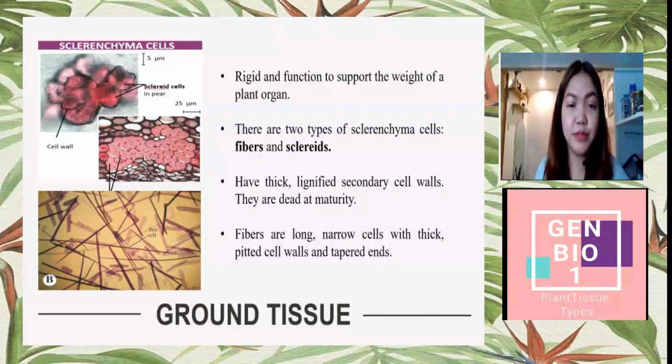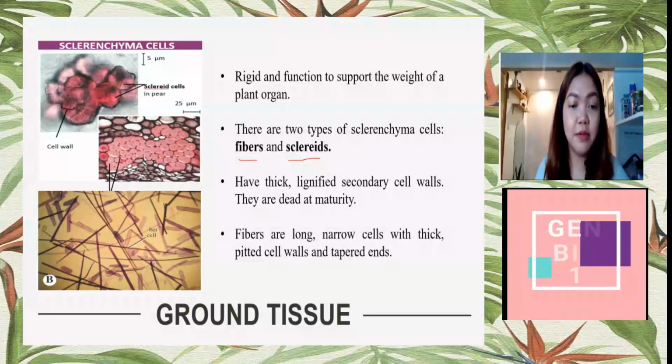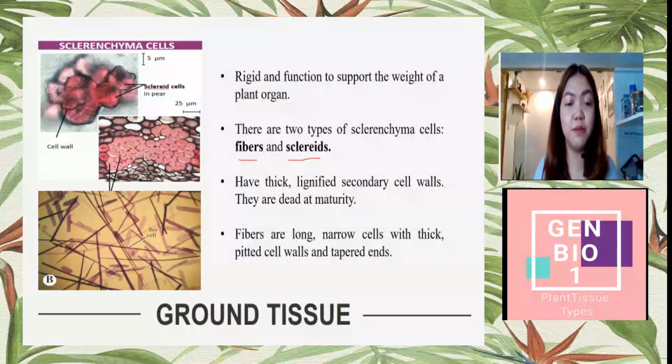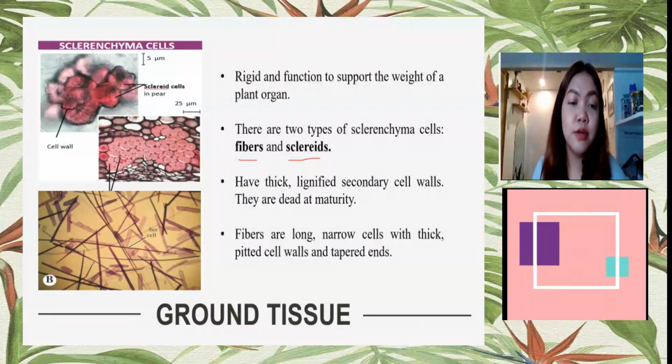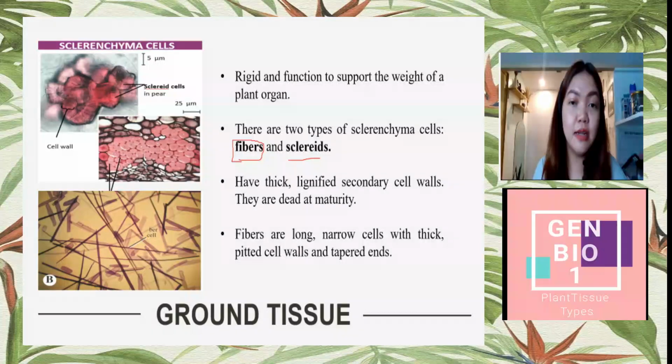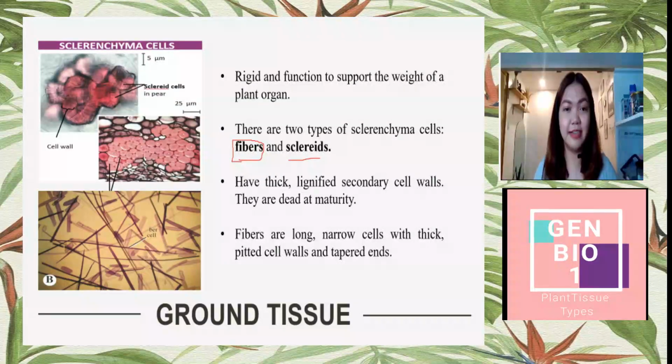Okay, so we have two types of sclerenchyma cells. We have the fibers and the sclerids. So the fibers are long, narrow cells with thick pitted walls and tapered ends. So fibers also, an example of this is the lubid or the rope. So that is made up of fibers from your sclerenchyma cells.